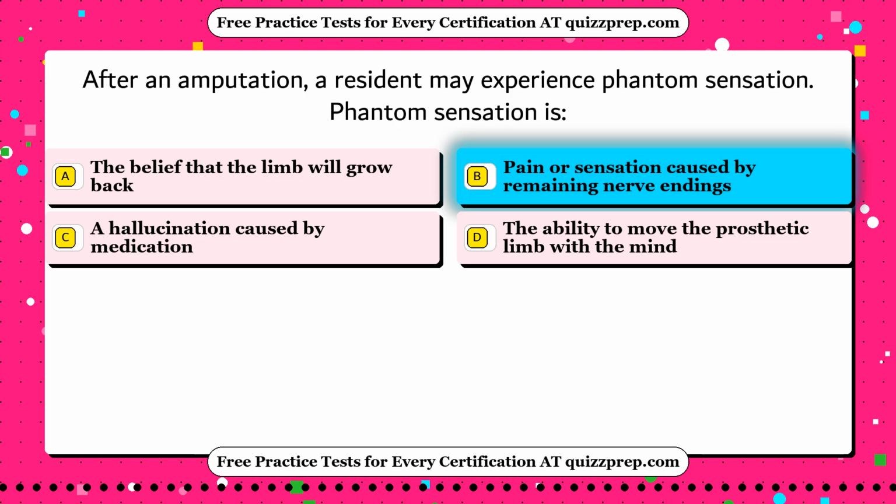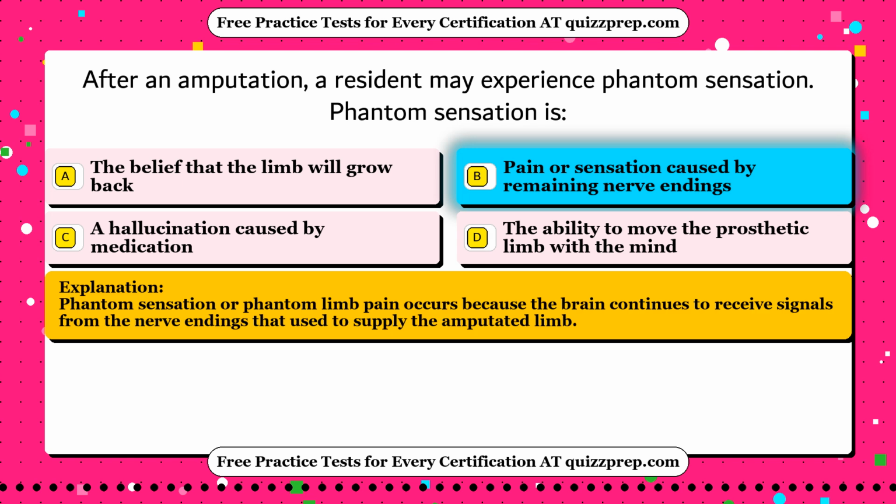The correct answer is option B, pain or sensation caused by remaining nerve endings. Phantom sensation, or phantom limb pain, occurs because the brain continues to receive signals from the nerve endings that used to supply the amputated limb.